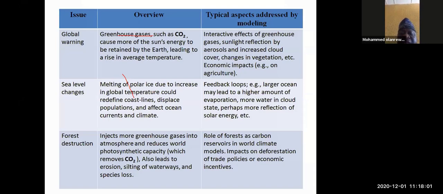What is the overview there? Inject more greenhouse gases into the atmosphere, and this reduces the world's photosynthetic capacity, which removes the carbon dioxide and also leads to erosion. Then there is the restricting of the waterways and species loss.